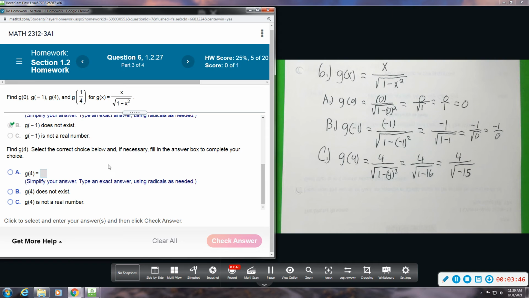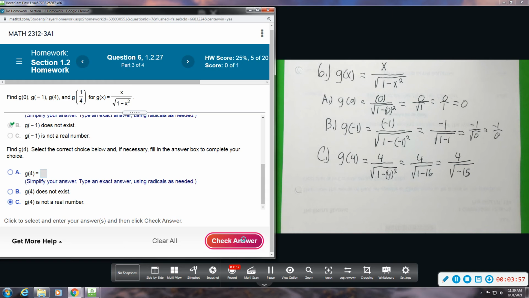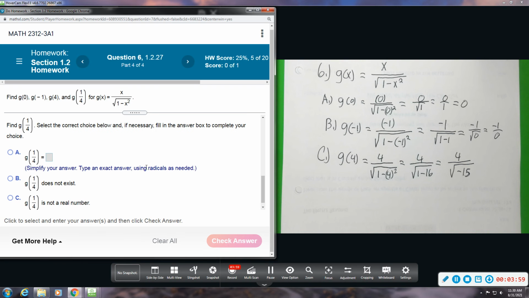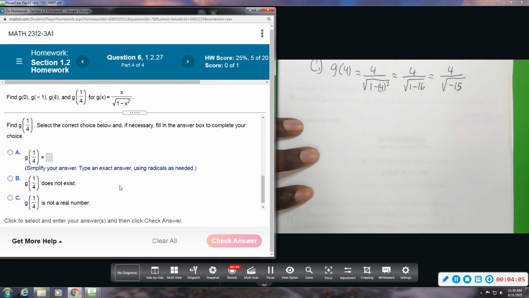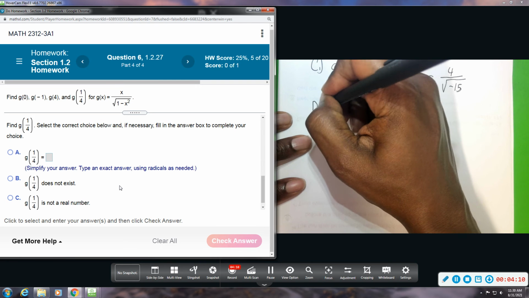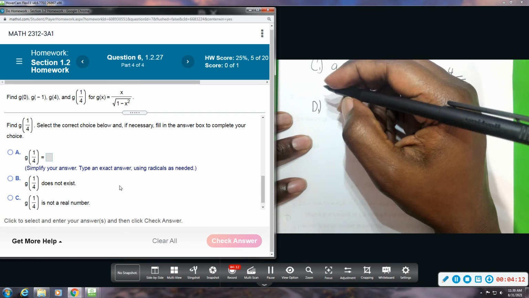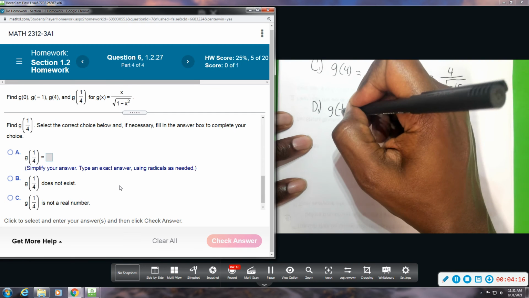If we look at the answer choices, answer choice C just says this is not a real number, because of the negative under the square root, we would have an imaginary term. All right, and then the last part, D, we have a rational number to plug in, which is something that can be put in fraction form. So we're going to do g of 1/4.